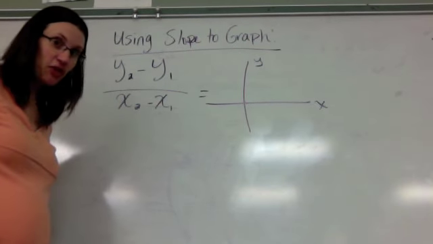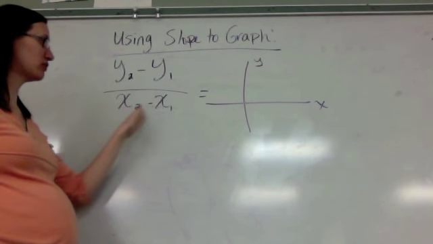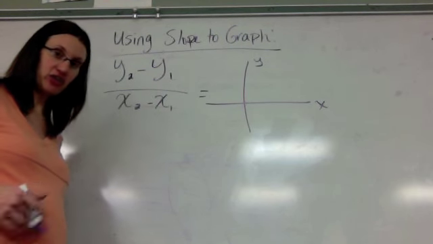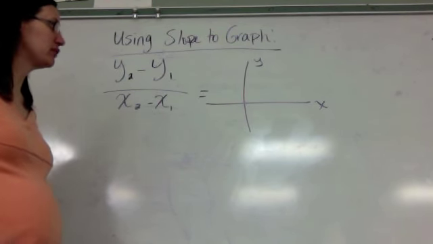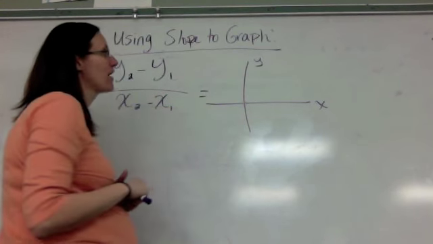Okay, so we talked yesterday about how slope is y2 minus y1 over x2 minus x1, and then when you get that answer, you leave it as a fraction. Okay, and today we're going to be using that slope to graph. If you remember, our x-axis is our horizontal and our y is our vertical.